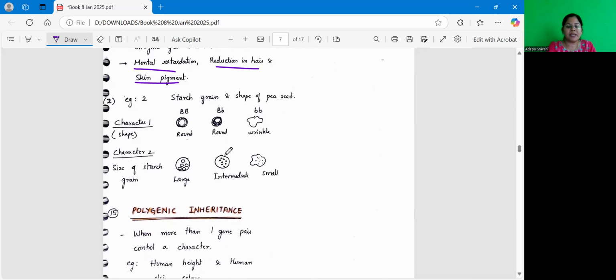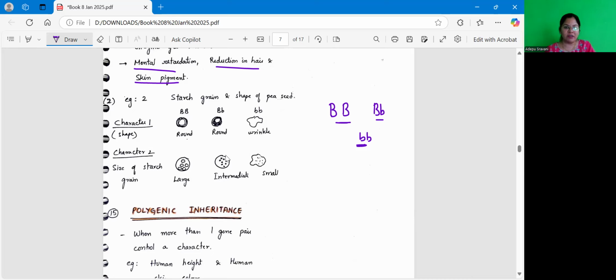Next example, apart from phenylketonuria, is taken from the pea plant itself. There is a gene, the B gene. So we have capital B, like this. This B gene is responsible for two characters in pea plant. This will give you the shape of the seed as well as the size of the starch grain. See, grains will have starch in it.